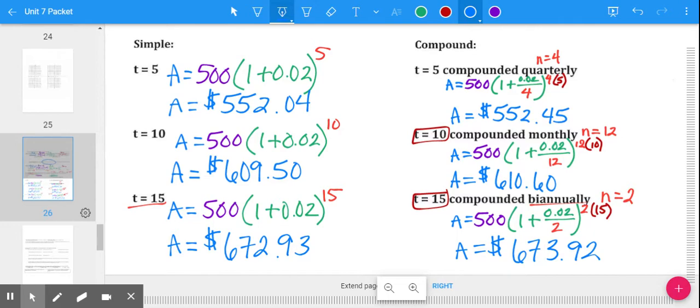So in comparing all of this, we have for simple interest after 5 years, it gives us $552.04. On compound interest after 5 years, but compounded quarterly, we end up with $552.45. So every single time, all of those compound interest amounts are higher, which lets you know that compound interest, when you're earning money, is the way you want to go.